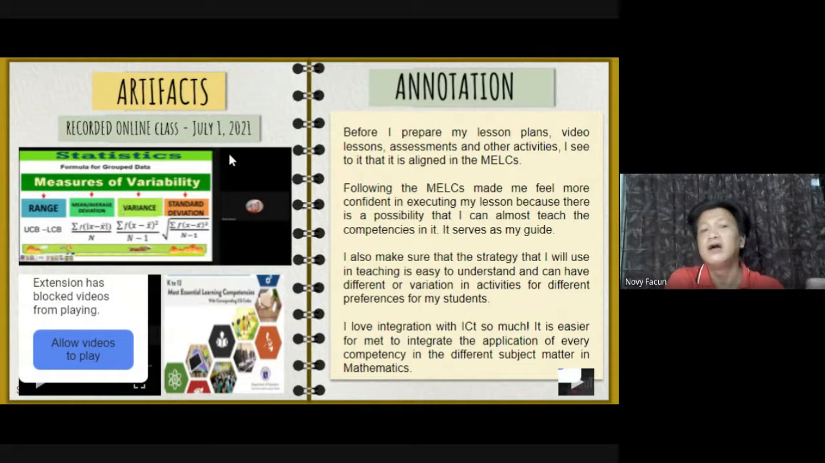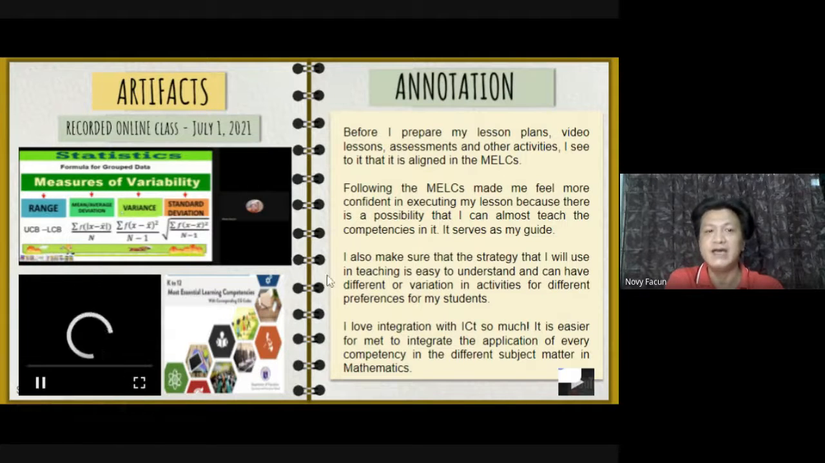my July, I think this is fourth quarter. My lesson is all about measures of variability. Ayan. So, inattach ko lang siya. Before I prepare my lesson plans, video lessons, assessment, and other activities, I see to it that it is aligned with MELC. Kailangan meron kang guide. Yun ang susundan mo sa paggawa ng mga activities, lesson plan. Kailangan congruent sila.